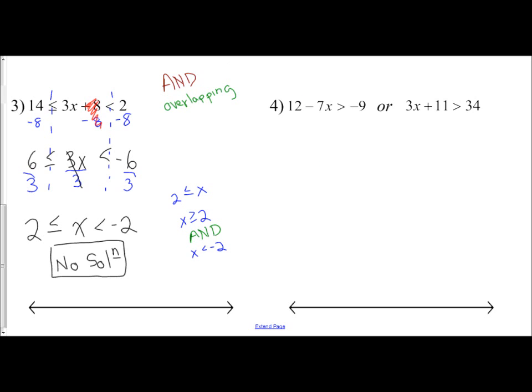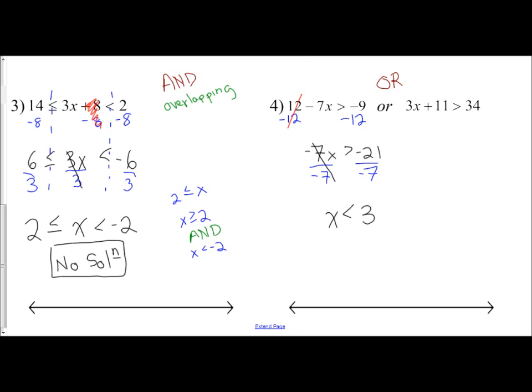This is an or compound inequality. We can see it's split by that word, so we work with them separately. So here what I'm going to do is subtract the 12 to isolate the negative 7x. And so I get negative 7x is greater than negative 21. Next, I would divide both the left and the right side by negative 7. And so listen to the words I use. I divided by a negative 7, which means I flip my inequality. So negative 21 divided by negative 7 is 3. I really have x is less than 3.